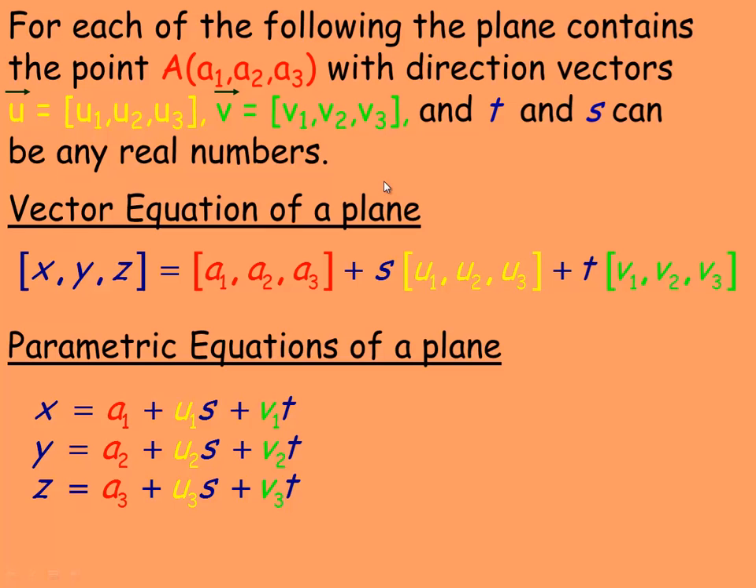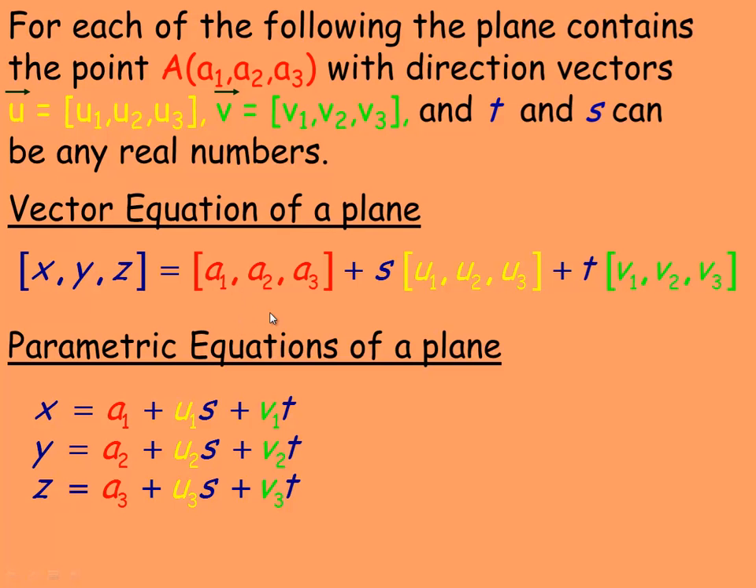A little summary page on this before we get to a few more examples. So for each of the following, the plane contains the point A1, A2, A3 with direction vectors u and v here. And t and s are scalars. They're parameters. Could be any real numbers whatsoever. So the vector equation looks like this. X, Y, Z equals the vector A1, A2, A3. So now I've written that as a vector. Square brackets mean a vector, but it also can represent the coordinates of a point on the plane.